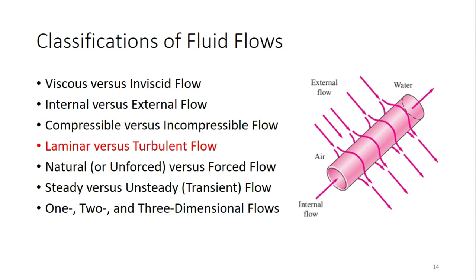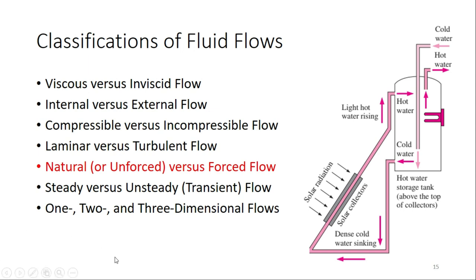Highly disordered fluid motion that typically occurs at very high velocities, characterized by velocity fluctuations, is known as turbulent flow. The flow of low viscosity fluids such as air at very high velocities is typically turbulent. The flow regime, whether laminar or turbulent, will mainly influence the heat transfer rates and the power required for the pumping process.